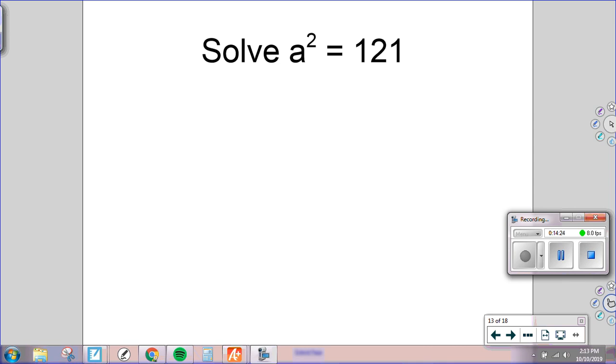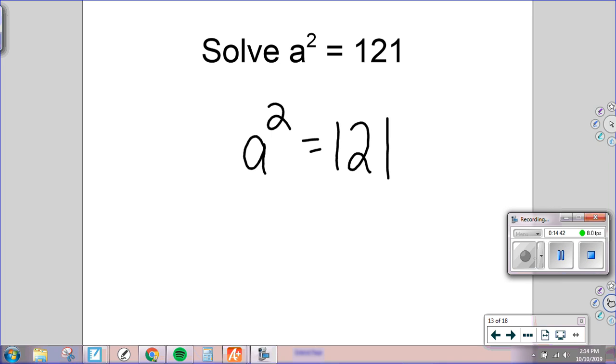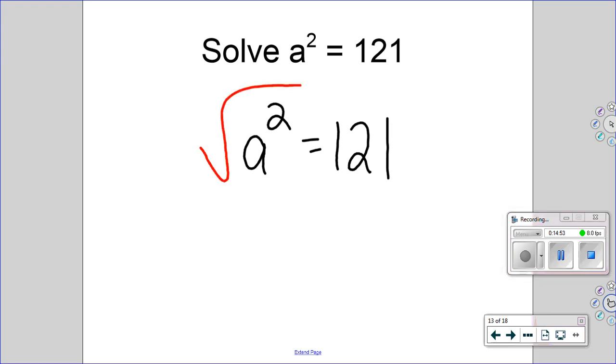Now we're going to take this to the next level and we're going to end up solving equations involving squares. So here I have: solve a squared equals 121. All right, how would we solve this, Michael? The opposite, and it's common math: 11 times 11 is 121. It's the opposite because we're going to take the inverse operation of squaring.